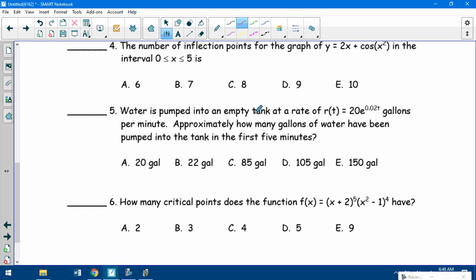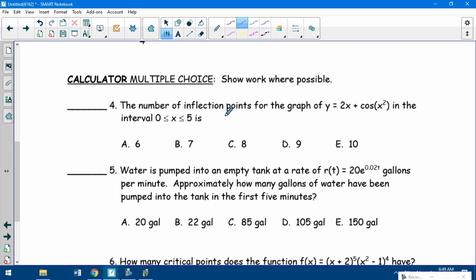Water is pumped into an empty tank at this rate. Approximately how many gallons have been pumped in the first 5 minutes? Okay, so you might have different numbers here. I'm not sure. There is definitely more than one version of this take home out here. So if this isn't what you see, just realize that there could be other versions. Anyway, if I'm given a rate and I want how many gallons in the first 5 minutes, I don't plug 5 into the rate. That's not what it's looking for.